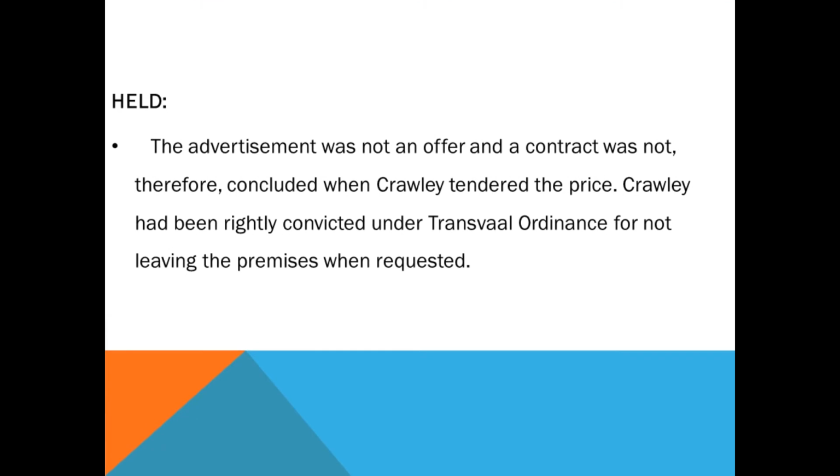The advertisement was not an offer, and a contract was not there. Therefore, it was concluded that when Crawley tendered the price, Crawley was making the offer. Crawley had been rightly convicted under law for not leaving the premises when requested.